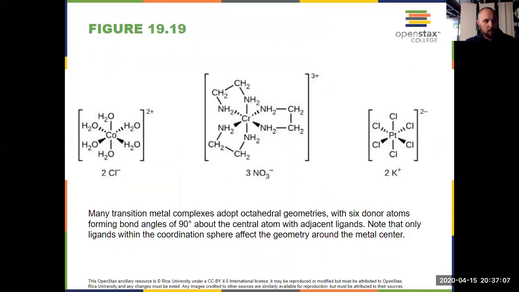Okay? Here I see 3 different coordination compounds. Okay, but because they all have a coordination number of 6, right? 6 aqua ligands over here, 3 ethylene diamines, but still a coordination number of 6 because it's bidentate. 6 chloro ligands over here, coordination number of 6. Even though they look all different, they're all octahedral about the center atom.